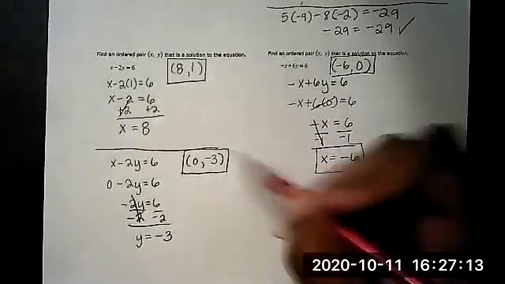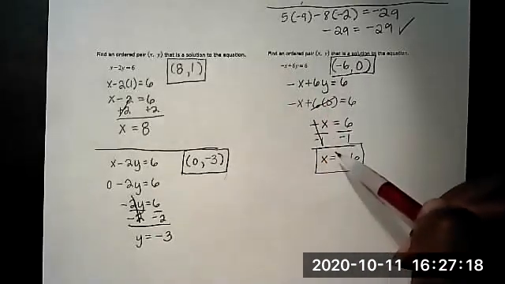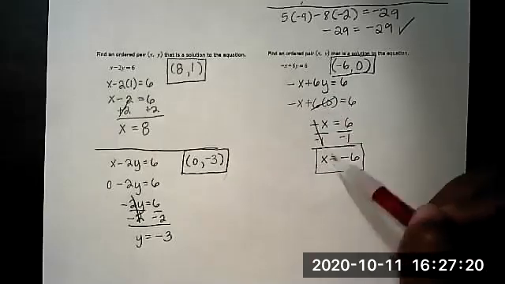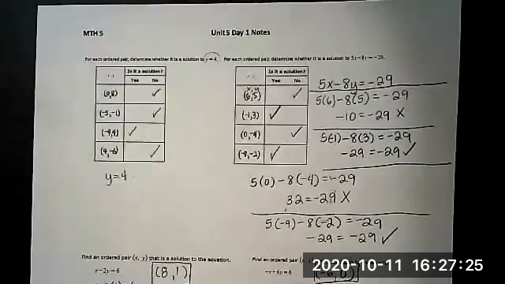Okay, so just pick numbers that you want, and then once you pick it, you just solve the equation for the remaining letter. Okay, and that is it for Unit 5, Day 1 notes.